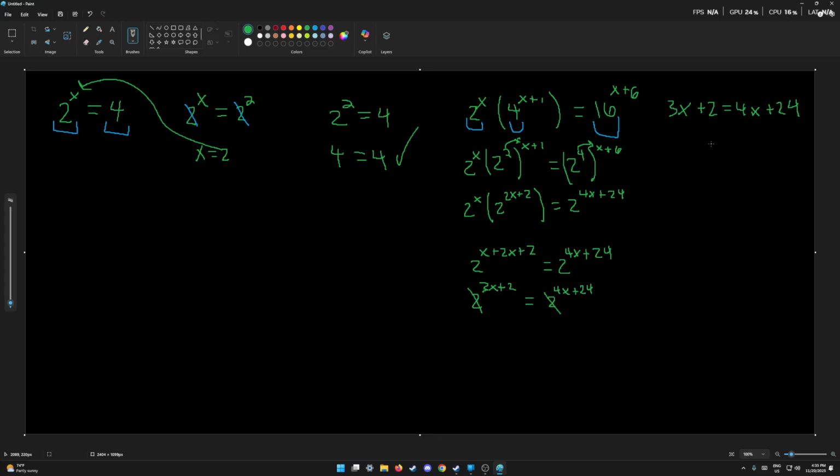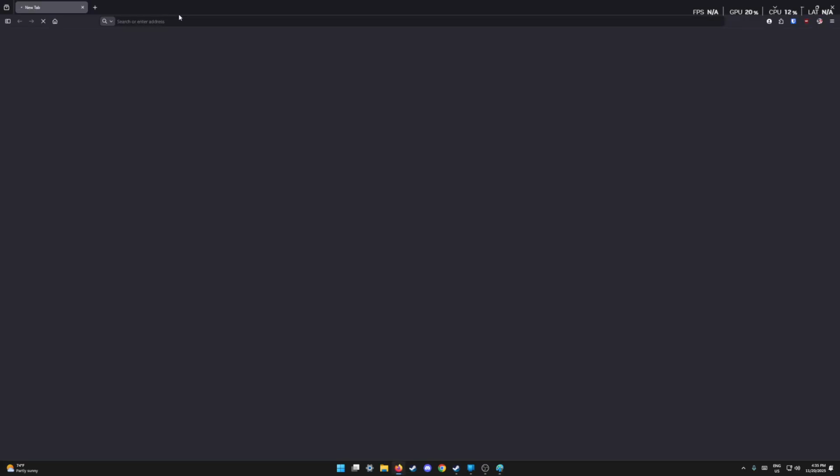And now we're just going to solve this like a regular equation. So I'm going to subtract 2 from both sides, subtract 4x from both sides. We'll get negative x equals 22, and x equals negative 22. That is a big number to plug into this, so let's go to Desmos and see if that actually works.